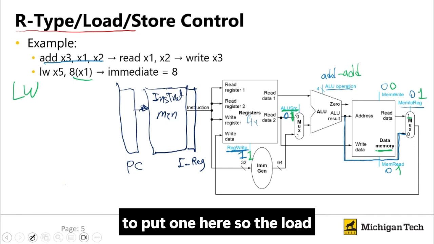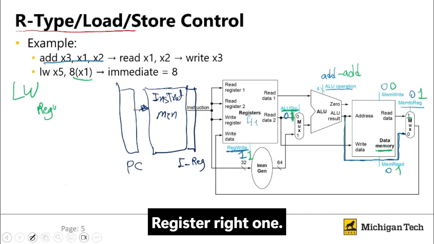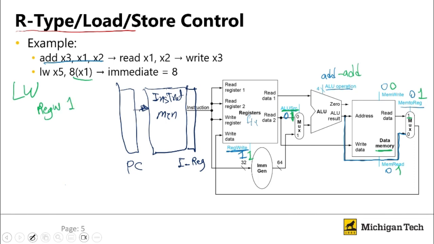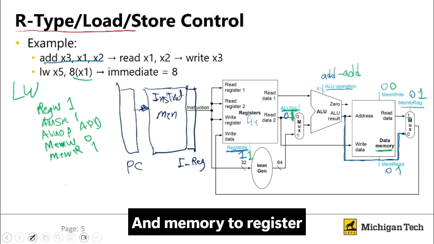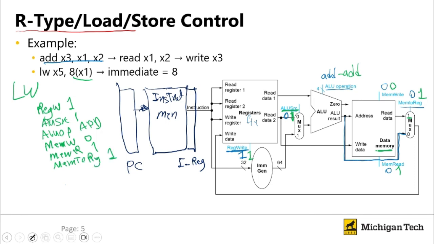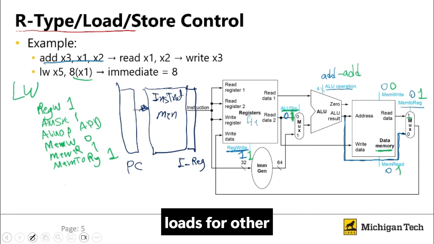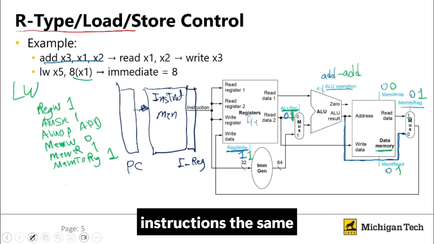So the load is going to have register write 1, ILU source 1, ILU op add, memory write 0, memory read 1, and memory to register multiplexer 1. So 1 1 add 0 1 1 is for load.